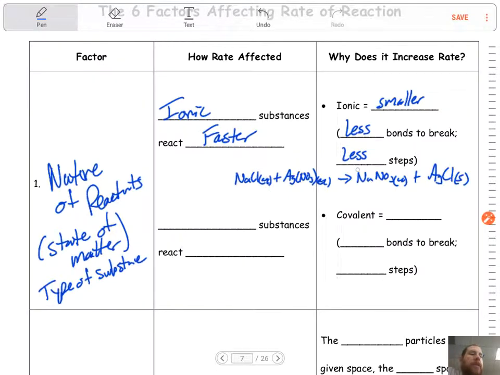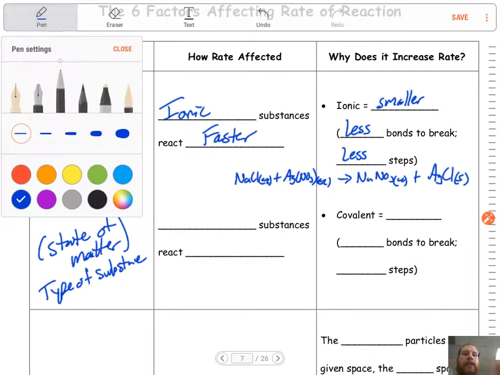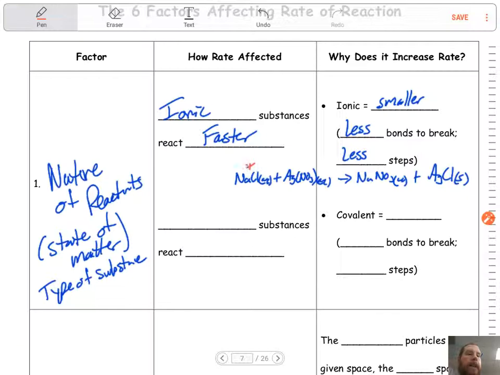Because wherever you see aqueous, I'm going to use a red star. All 3 of those compounds are already split up. They're not bonded to each other because they're aqueous. They're soluble in water, so they are already in their ion form. The only thing you have to do is that the silver ions react with the chloride ions, and that's a one-step process to form the bonds that make silver chloride. So that's a one-step process because of ions. They're already broken apart in their ion form.